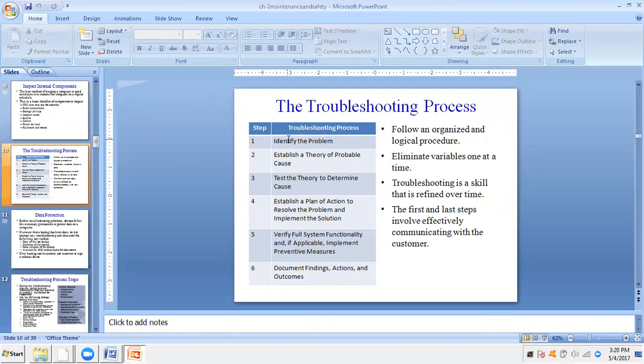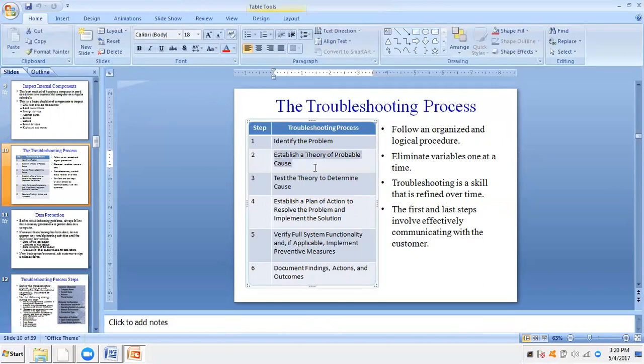The first step is you should identify the problem. The second step is you should try to find out the theory of probable causes, which means what the reasons for this problem are. Next, you should try to evaluate that reason. I mean, you should verify if this reason is correct or if there is some other reason for this problem, to test the theory to determine the cause. Next is to establish a plan of action to resolve the problem and implement the solution, verify full system functionality, and if applicable, implement preventive measures, and document findings, actions, and outcomes. These are the steps of troubleshooting.